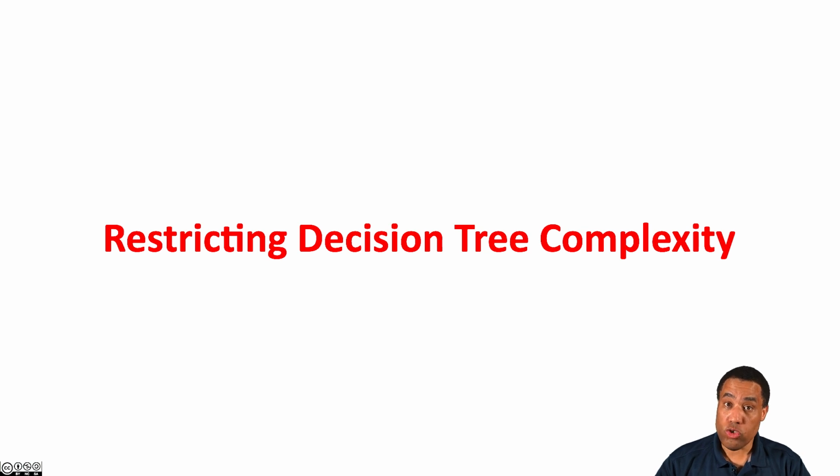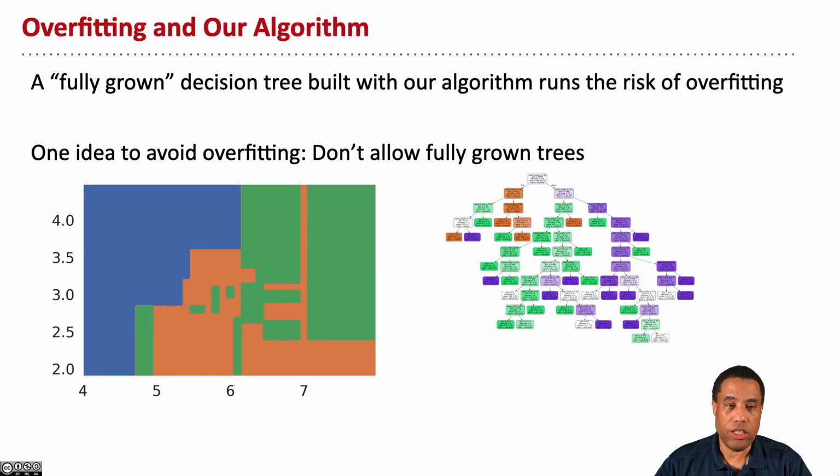Now let's talk about restricting decision tree complexity. A fully grown decision tree that we build with the algorithm that we just talked about runs the risk of overfitting. Here's a little example to think about the issue. Imagine we have a petri dish that's our data, and the decision tree is a fungus that we put into that petri dish. It's going to grow and expand to cover every crack and crevice of that petri dish.